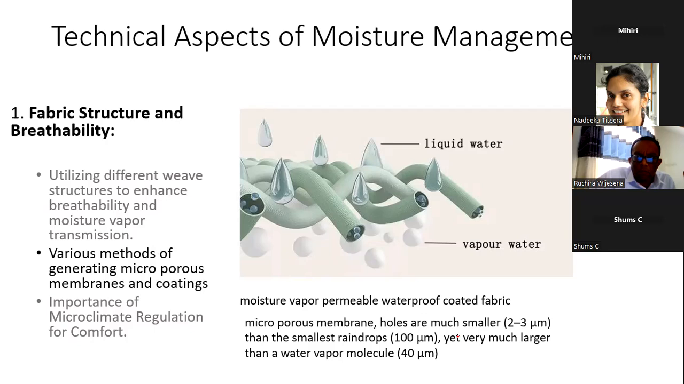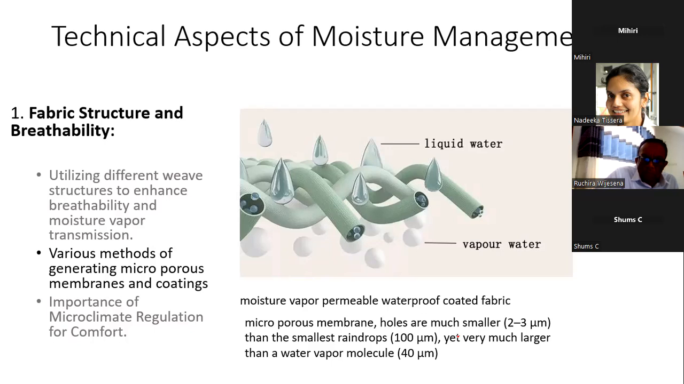Not the water droplet, but the water vapor can be transported through the pores. We call it permeation. So the permeation allows the water vapor to go out, but it does not allow water droplets to come in. That is through incorporation of porous membranes. You engineer the porosity of the membrane, which will not allow the droplets to come in, but will allow the vapor to transport. This can be done through fabric structures as well.